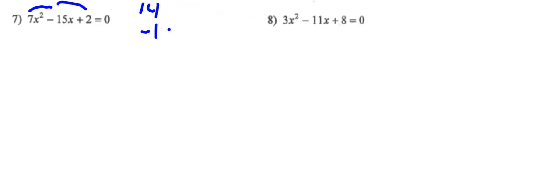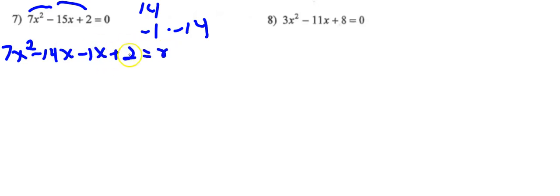times negative 14. Multiplies to positive 14, adds to negative 15. So we're going to plug those in. 7x squared minus 14x minus 1x plus 2 equals 0. Now we're looking to regroup and pull out GCFs, the greatest common factors.